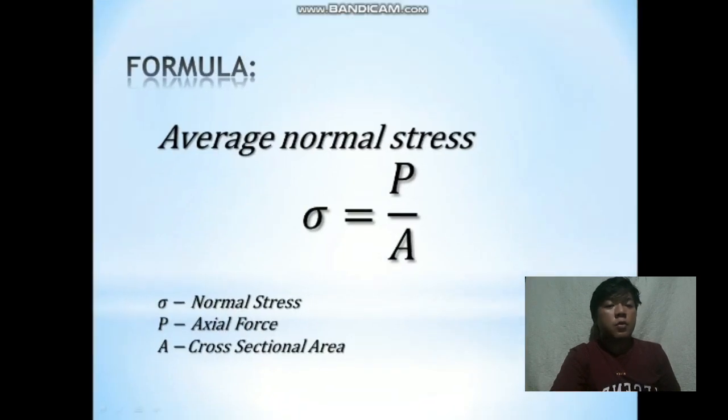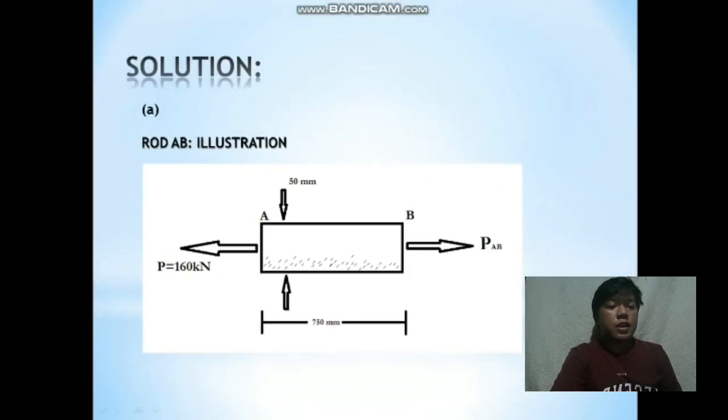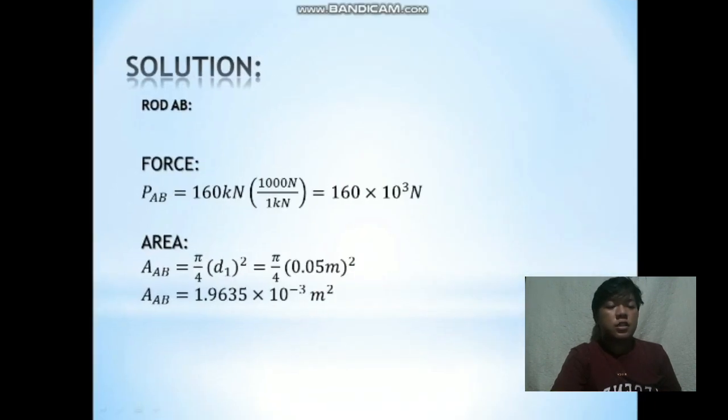For the formula, we have the average normal stress. This is sigma, the normal stress, equal to P, the actual force, over A, the cross-sectional area. So this is my illustration of the rod AB having the force of 160 kN, the same as the sign here, which is the PAB. So force PAB is equal to 160 kN.